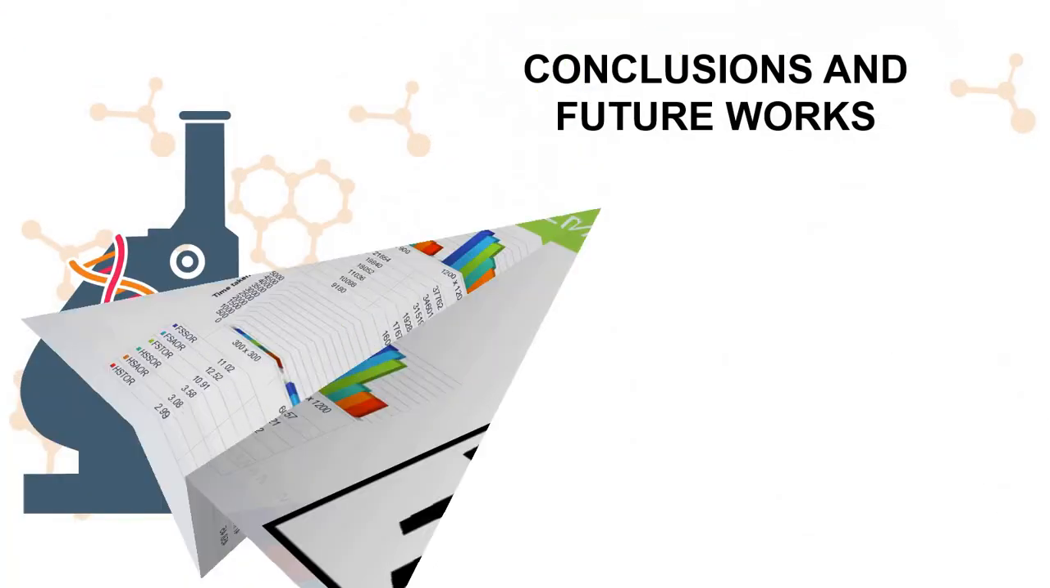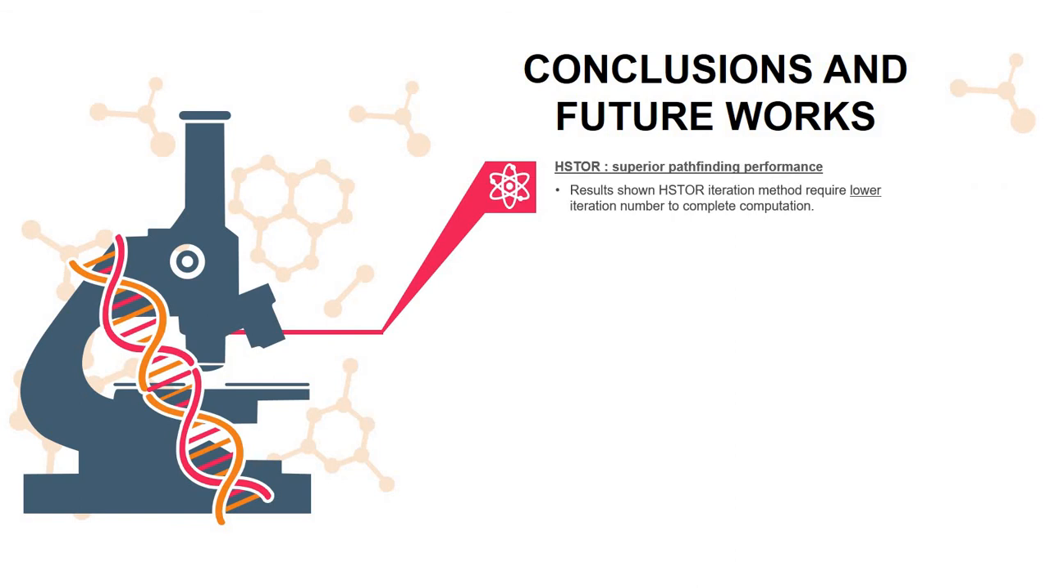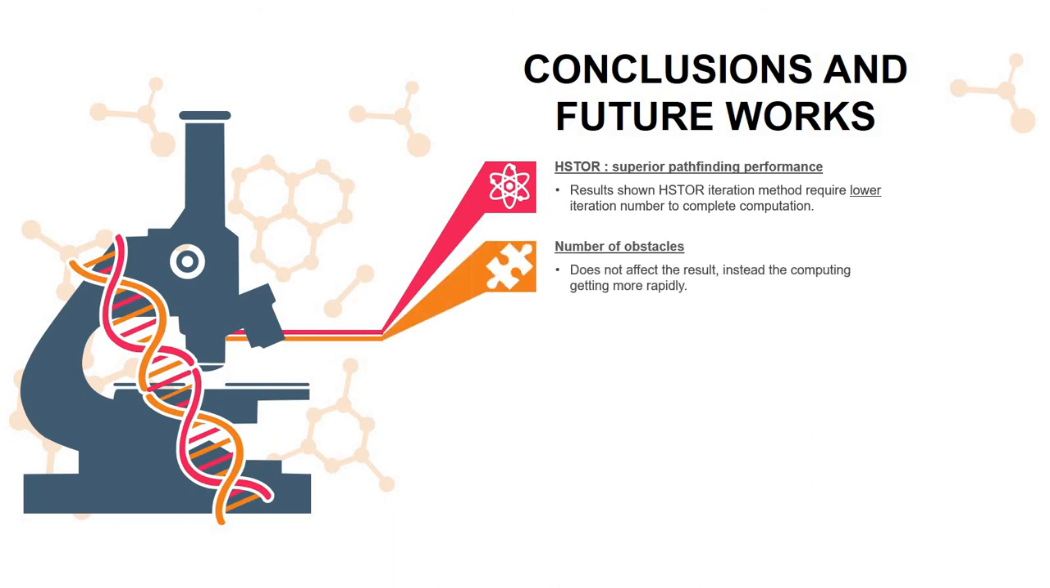In conclusion, we can say HSTOR has superior pathfinding performance, proven by the shown results, which require a lower iteration number to complete computation as well as execution time. The number of obstacles does not adversely influence the results. Instead, the computing gets faster as obstacle regions are ignored during calculation.